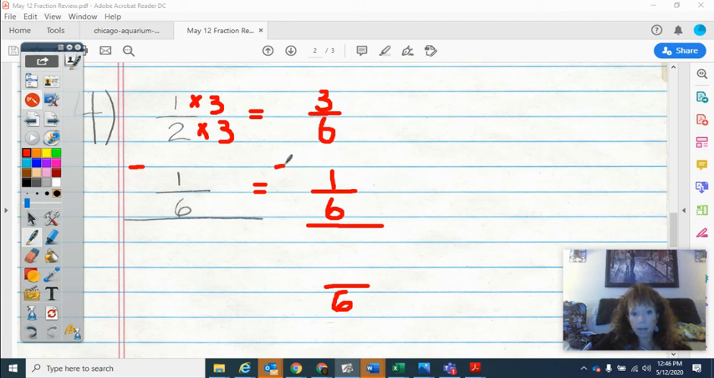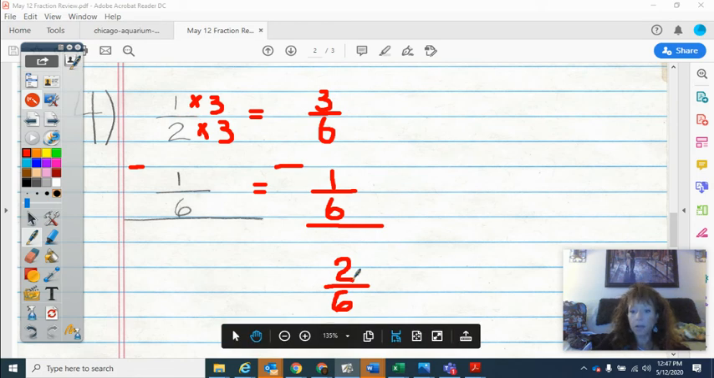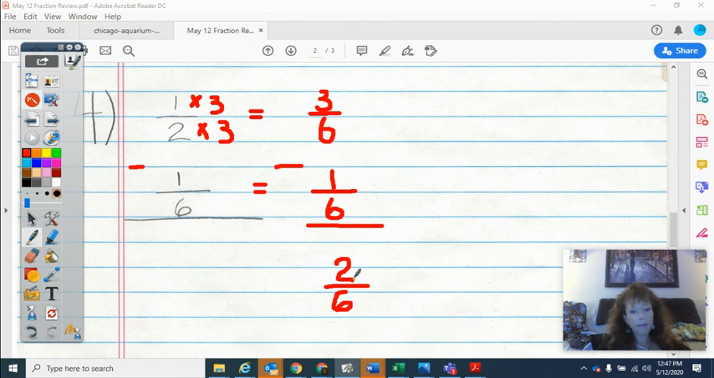And remember, I am subtracting. So I will do 3 minus 1, or I'm finding the difference. Another subtraction word is difference. The difference between 3 and 1 is 2. Okay, so I've got 2/6. All right, so 1/2 minus 1/6 is 2/6.